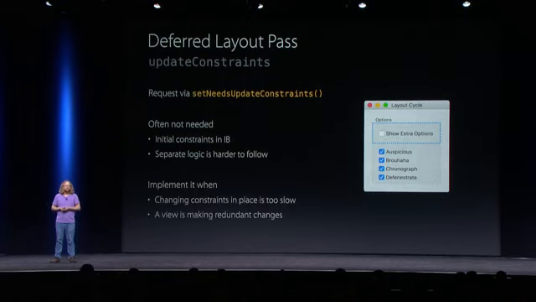Well, it boils down to performance. If you find that just changing your constraints in place is too slow, then update constraints might be able to help you out. It turns out that changing a constraint inside update constraints is actually faster than changing a constraint at other times. And the reason for that is because the engine is able to treat all of the constraint changes that happen in this pass as a batch. This is the same kind of performance benefit that you get by calling activate constraints on an entire array of constraints as opposed to activating each of those constraints individually.